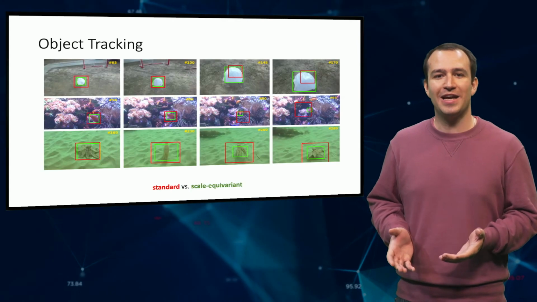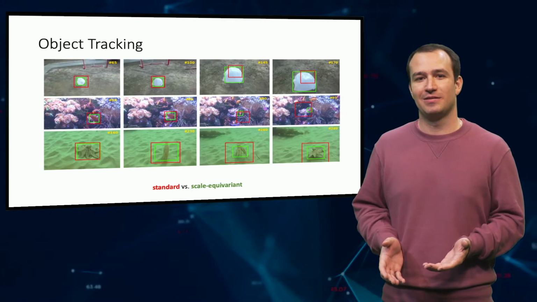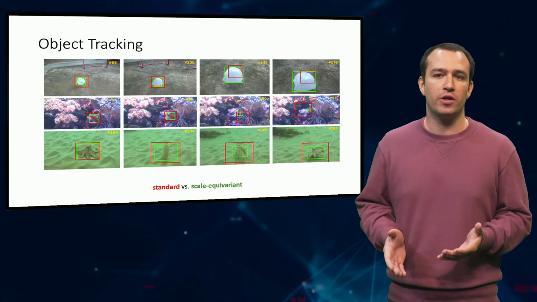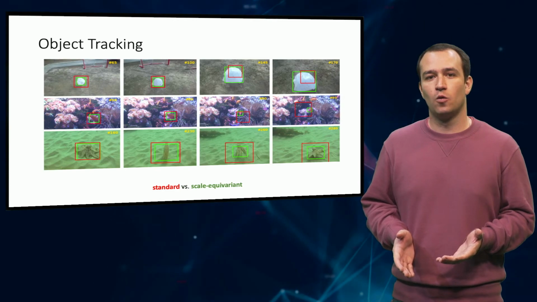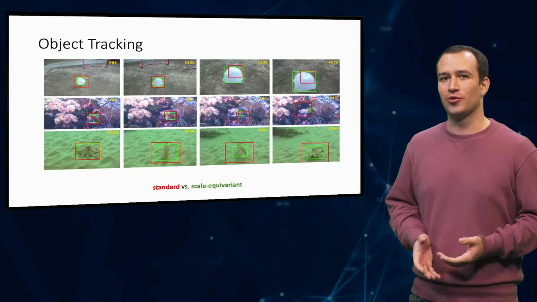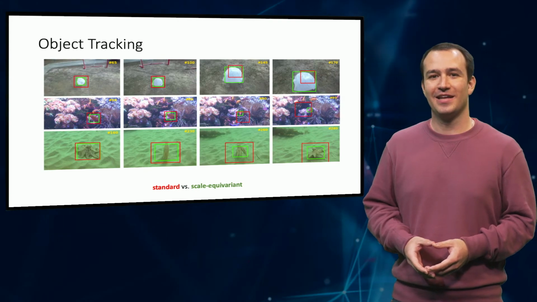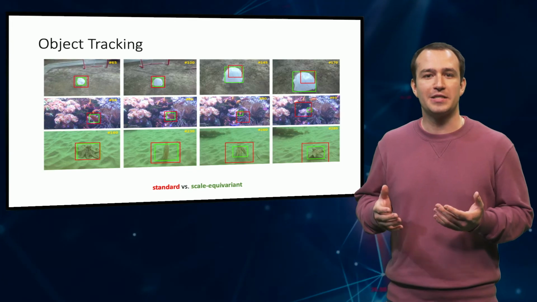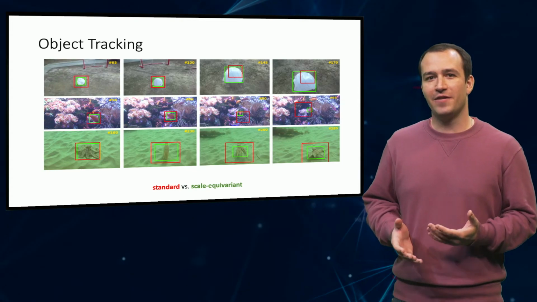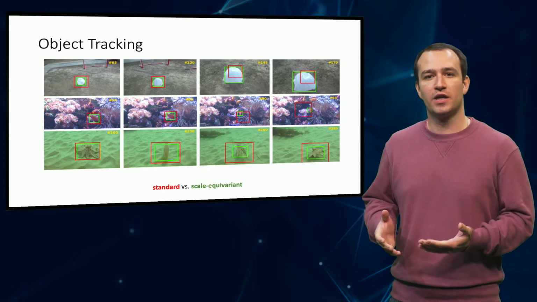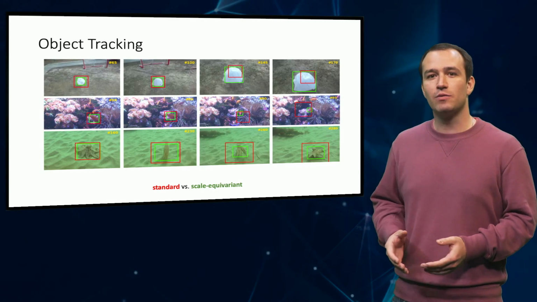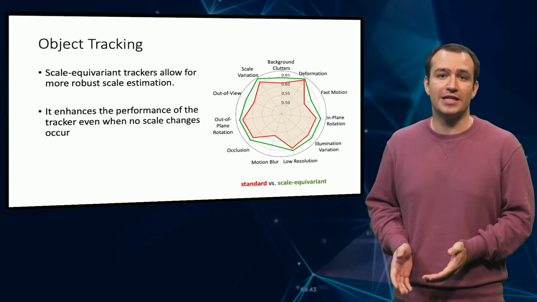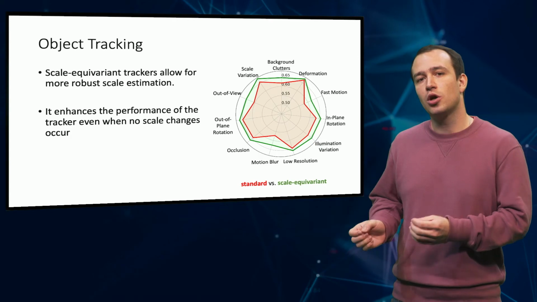We understood how scale equivariance improves image analysis. Let's now consider object tracking. The task is to follow the object in the video. We built a scale equivariant version of a popular CMS tracker. It is trained and tested in the same way as the original one. Due to its built-in notion of scale, the developed model can estimate the size of the query object very accurately, even when it changes rapidly. It was surprising for us, but it also estimates the size more accurately even when no scale changes occur.